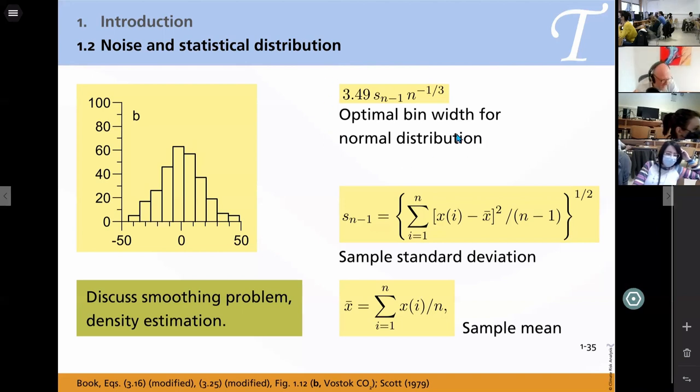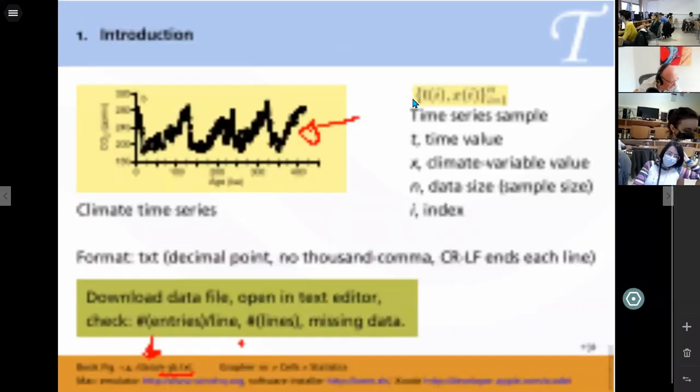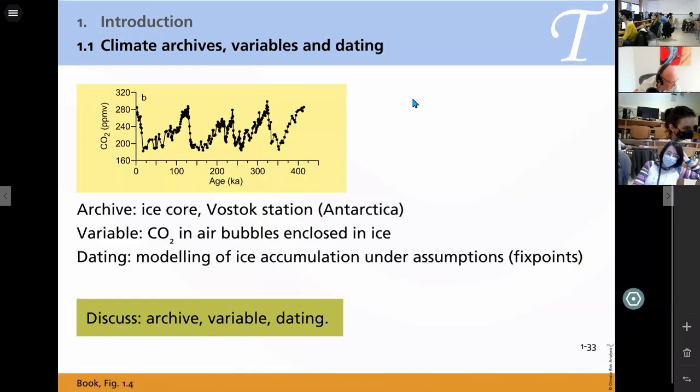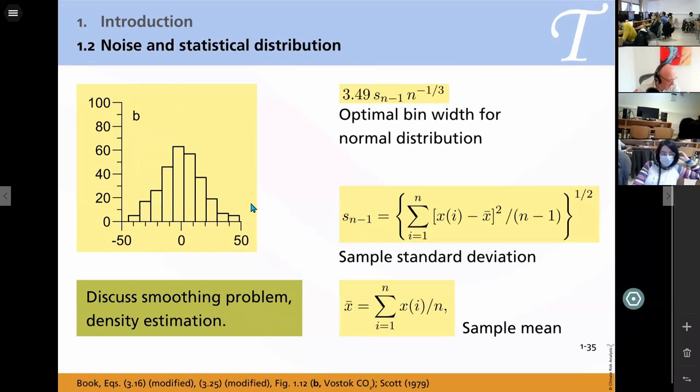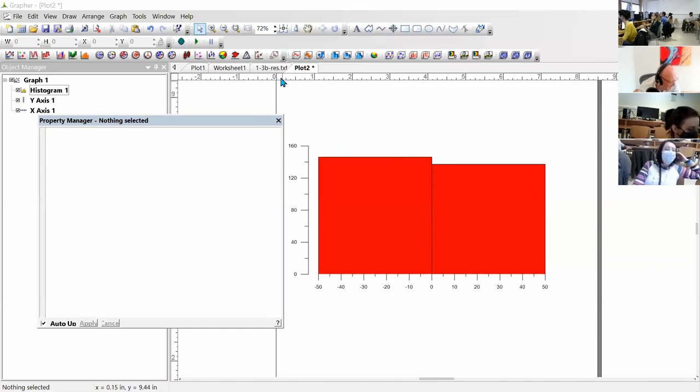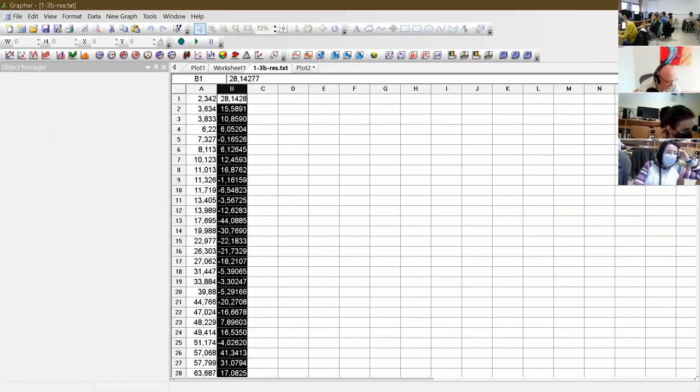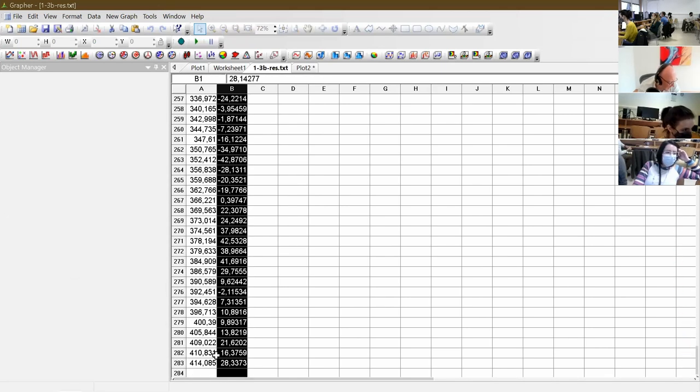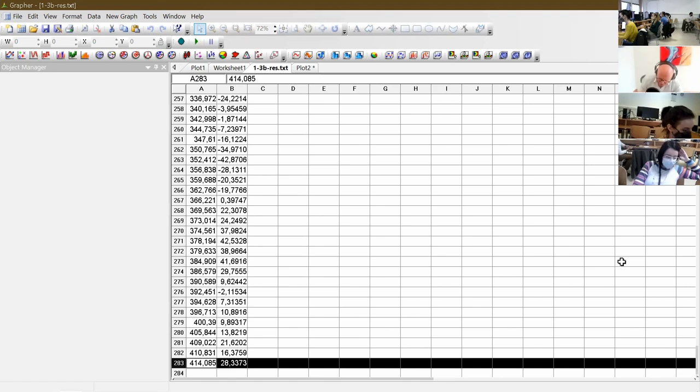So what does this formula tell us? We have 3.49 times, and then this quantity S index n minus 1. This is explained here. And then times n to the power of minus a third. Okay? N is sample size. We know this. Let me go back and show you. Or maybe we go to the graph. It's better to do this. Therefore, I go here, make this small, go to this, and we go down there. And we see that we have 283 points.